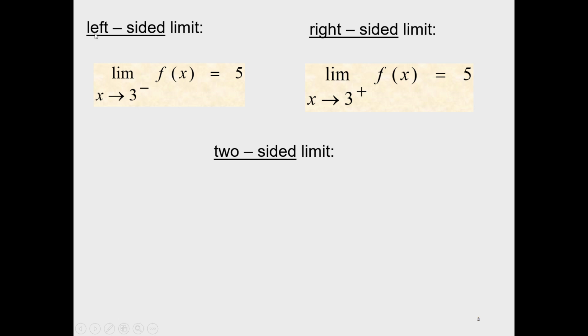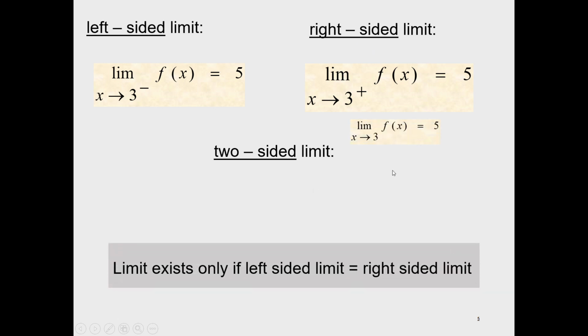First one was left-sided, the other one was right-sided. So when both of them are the same, we get a two-sided limit. And in a two-sided limit, this is what happens. x approaches 3. Now we are not putting a plus sign here or a minus sign. We are removing the signs now. So when you don't see a sign here, you assume it's a two-sided limit, right?